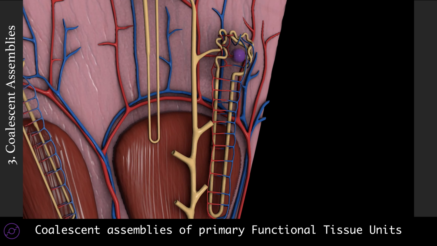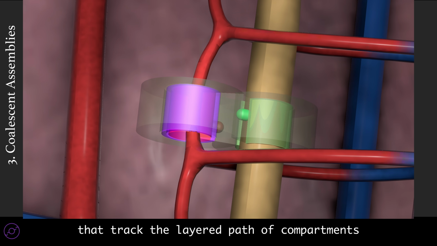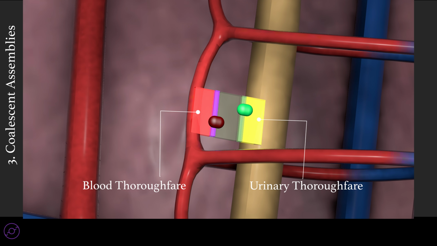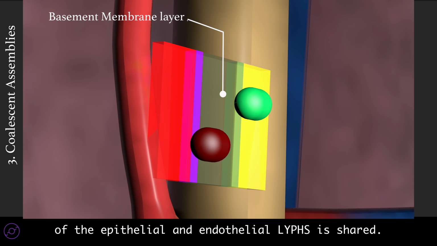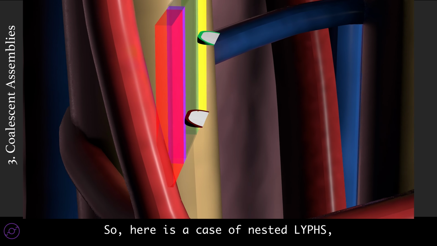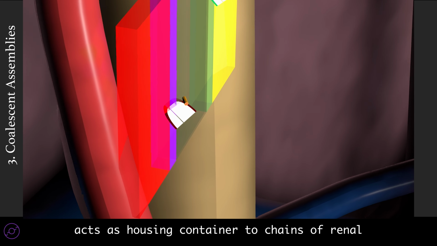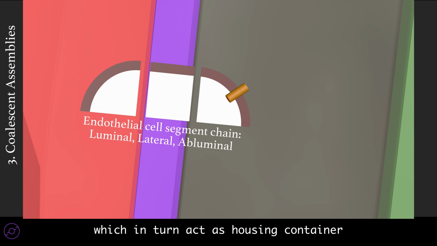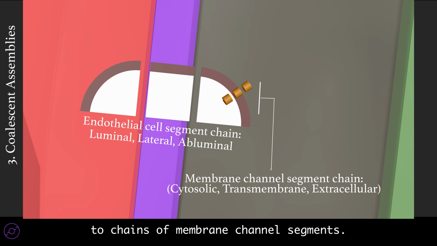3. Coalescent assemblies of primary functional tissue units that track the layered path of compartments for lateral exchange between long-range thoroughfares. In this example, the outer basement membrane layer of the epithelial and endothelial lyphs is shared. So here is a case of nested lyphs, where the ordered stack of tissue compartments acts as housing container to chains of renal and vascular cellular segments, which, in turn, act as housing container to chains of membrane channel segments.